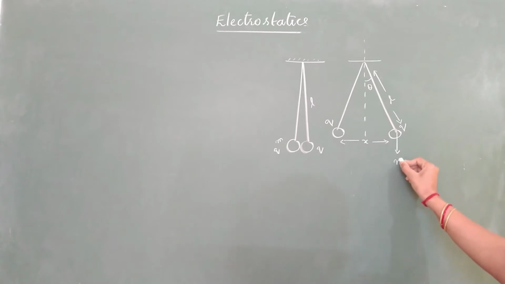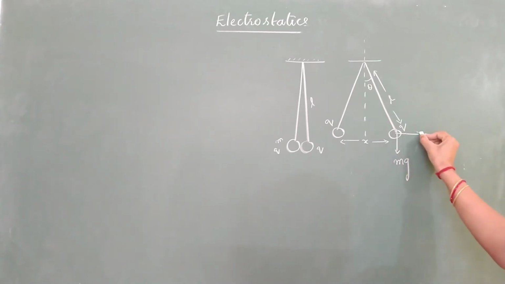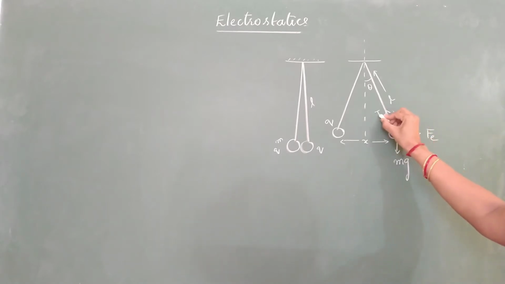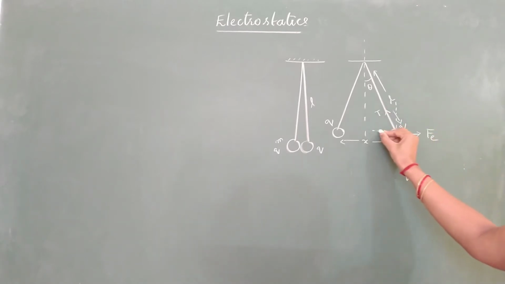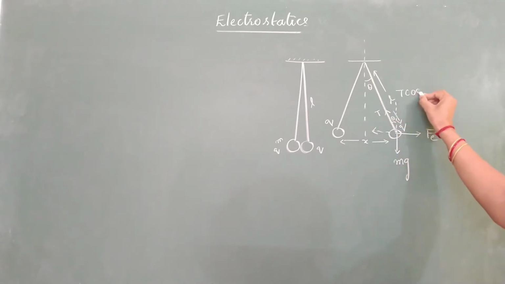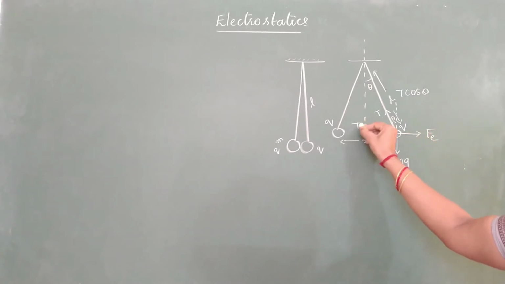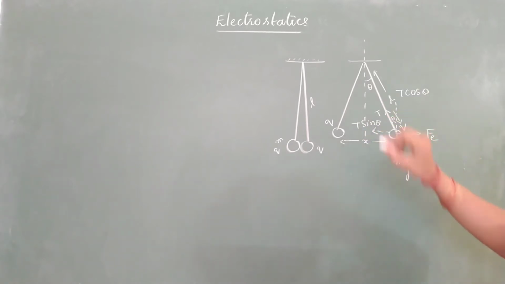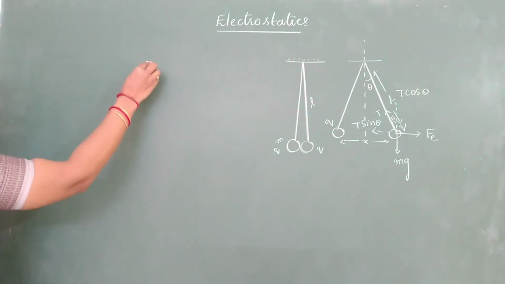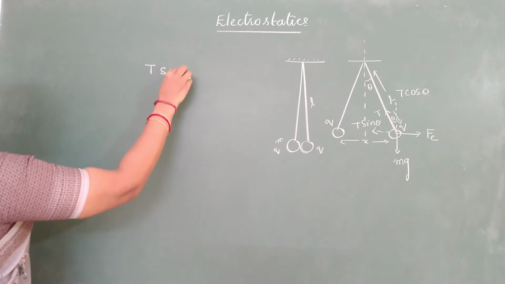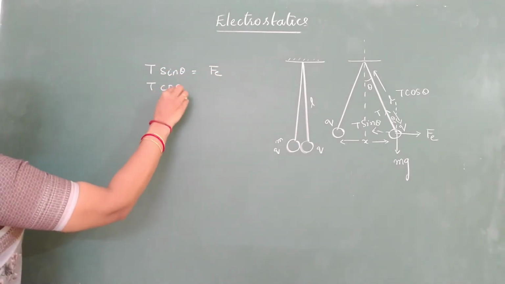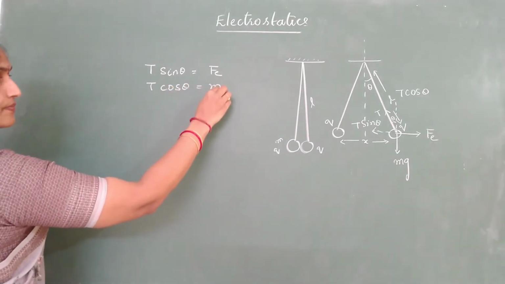Weight is acting downward. Electrostatic force of repulsion. Then tension in the string. Resolve T into components. If this angle is theta, T cos theta, and this side we get T sin theta. Equate the forces. What is T cos theta equal to? It is balancing the weight. So T sin theta is electrostatic force. T cos theta equals mg.